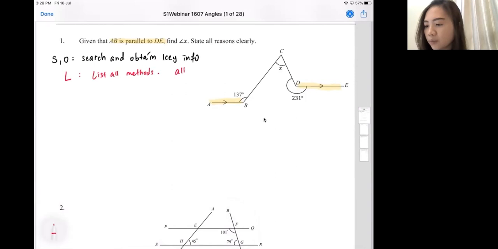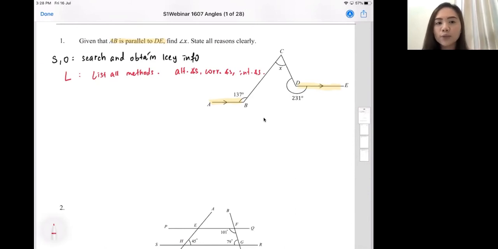So we could use alternate angles, or we could use corresponding angles or interior angles. Because there is a pair of parallel lines, there are three related angle properties. That is why we can pick one of them to use. We are quite open to all possible solutions.